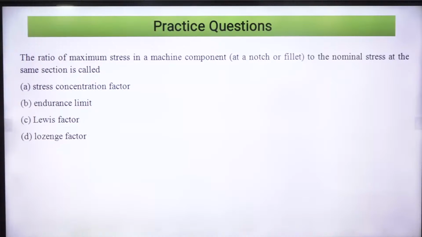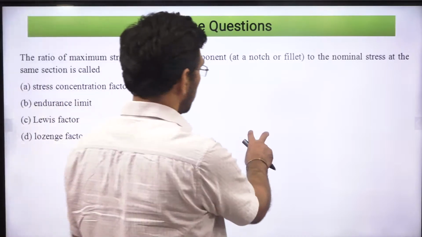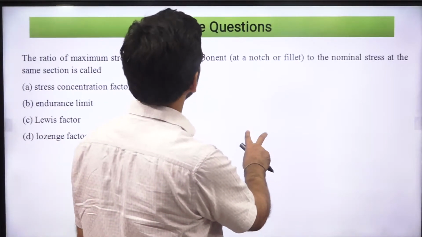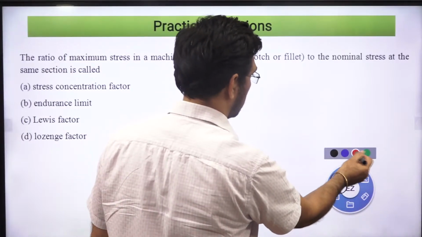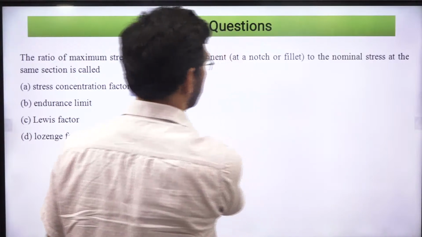It says the ratio of maximum stress in a machine component at a notch or fillet to the nominal stress at the same section is called. What is the name given to it? I know that almost all of you may be able to answer this particular question, but I want to give one clarification, that's all.